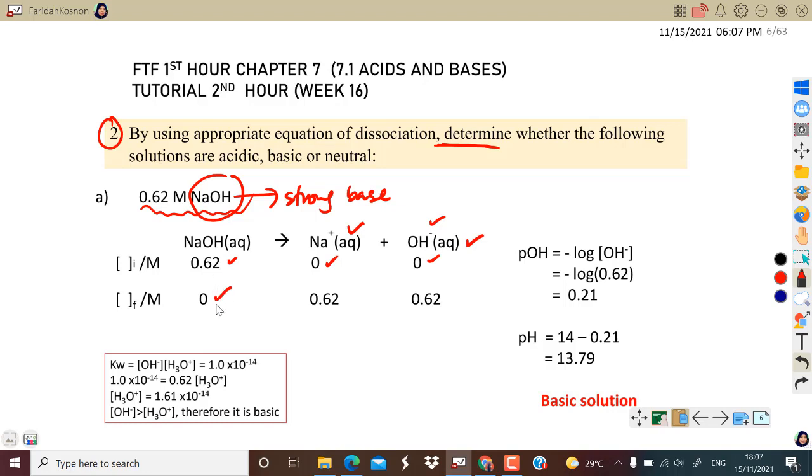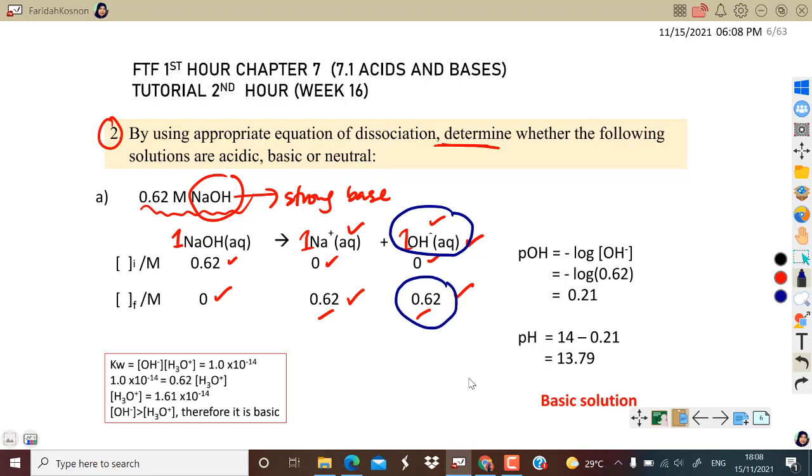Habis pergi mana? Semua sodium hydroxide itu converted and dissociates into ion. Sodium ion and hydroxide ion. So, since ratio dia 1 mol, 1 mol, 1 mol, maka kat sini 0.62 molar, 0.62 molar. Okay. Daripada table ini, apa yang kita dapat? Kita ada concentration OH minus. Yang mana concentration OH minus itu adalah 0.62.